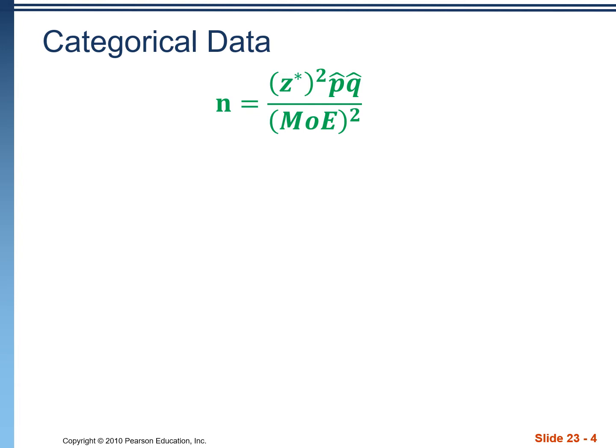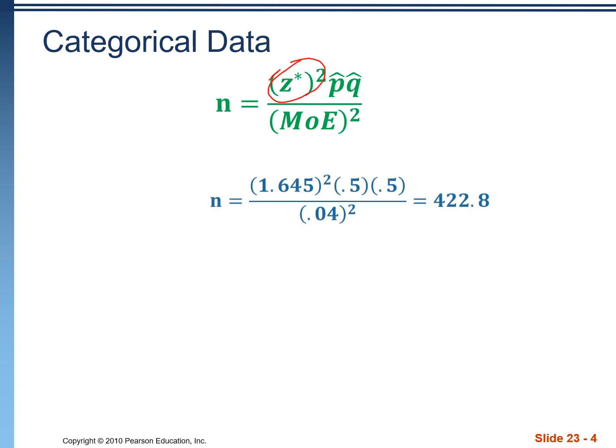It mentioned we want a 90% confidence interval, so we're going to put in the z-score for 90%, which is 1.645, and 0.5 for p hat and q hat, since they're unknown, and we want a margin of error within 4%. Make sure you put this in as a decimal, 0.04. Plug it all in, and we get 422.8. We would always round this number up, regardless of what it is, unless it's a whole number. So we get 423 as our desired sample size.